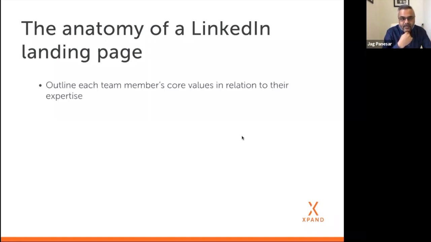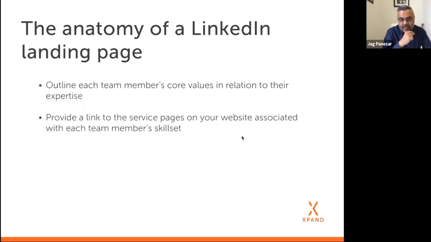So to finish off, what is the anatomy of a LinkedIn landing page? You want to outline each team member's core values in relation to their expertise. If you remember, on mine, it was me talking about what I believe in relation to marketing strategy.